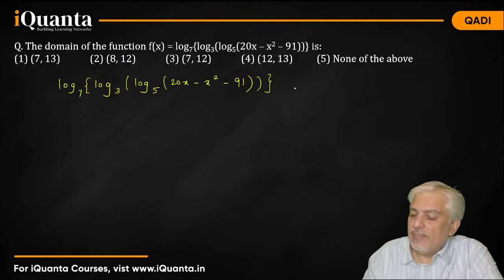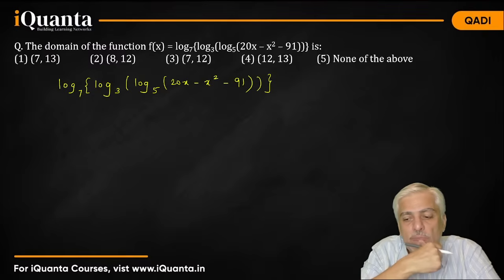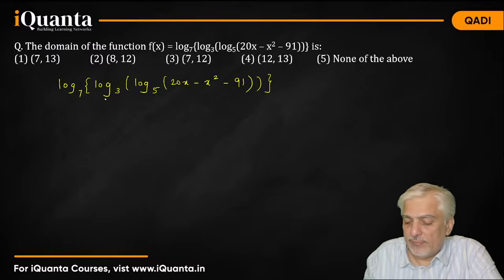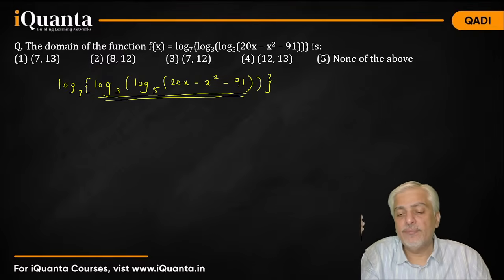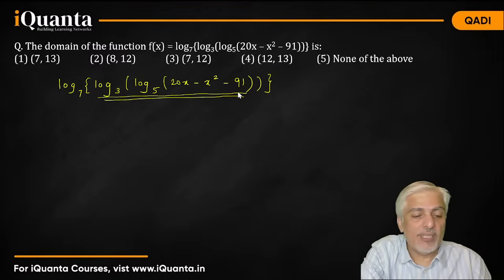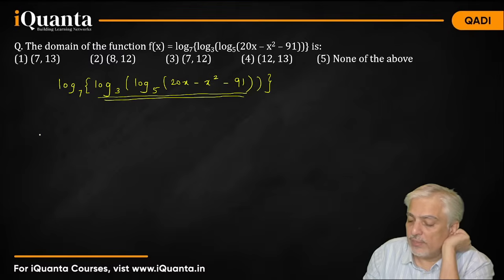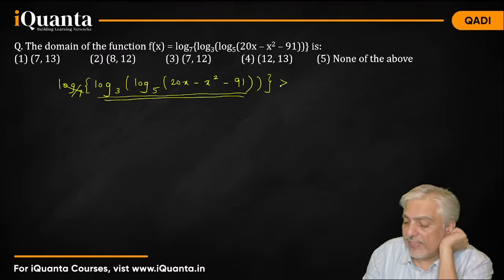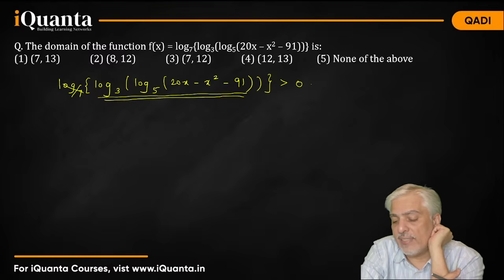Wait. Now, first thing, what do we know about a log? Log of something cannot be 0. Right? What else do we know? So this part, we cannot have a log of a negative value, right? Yeah. Most of the people are right. We cannot have a log of a negative value. So this part, what I have just underlined over here, without this has to be greater than 0.